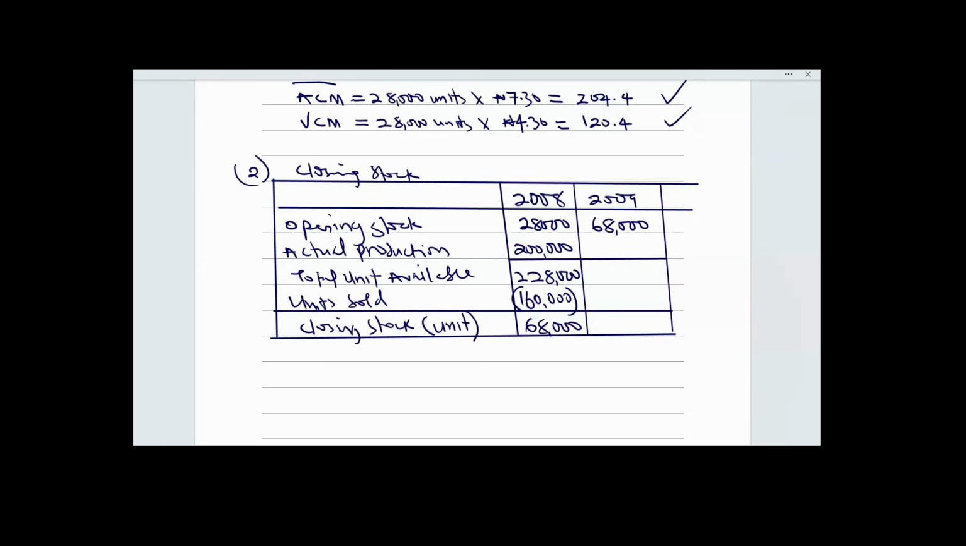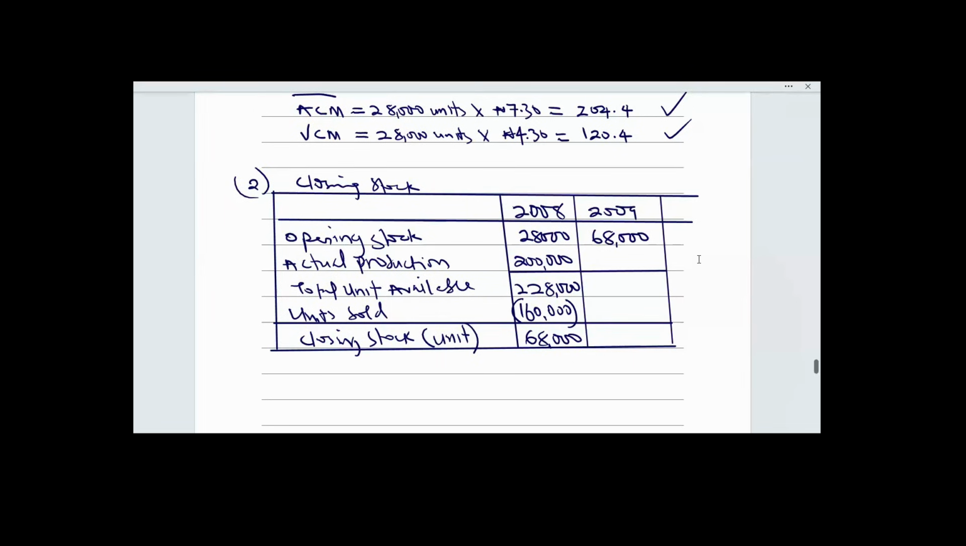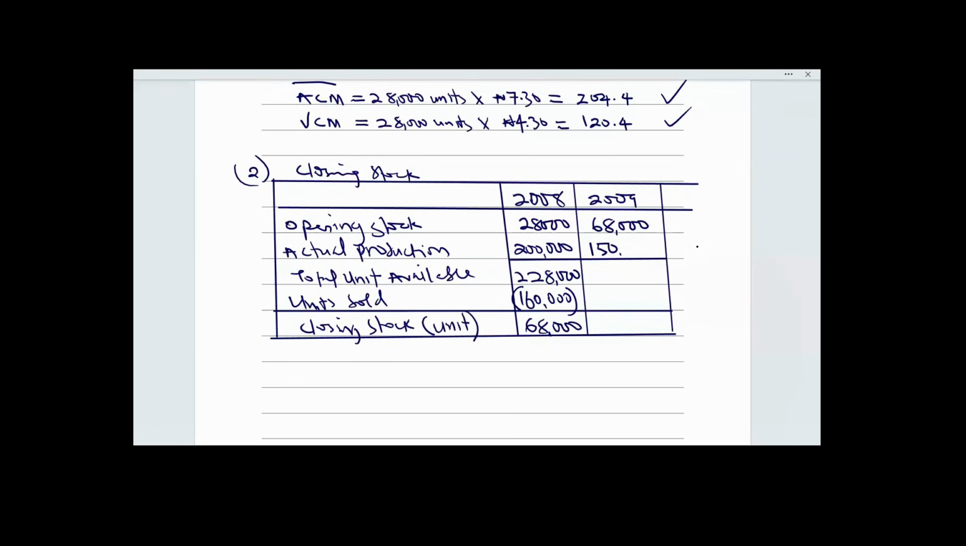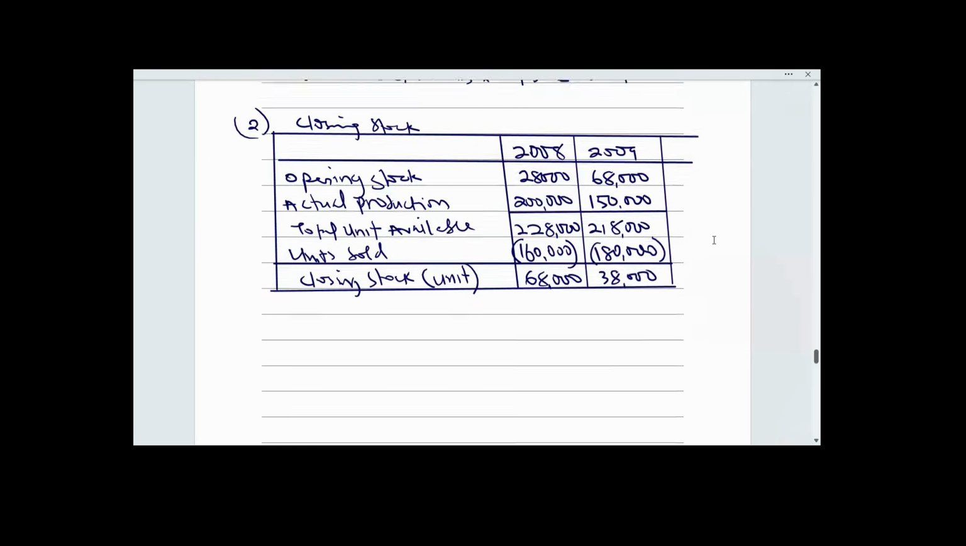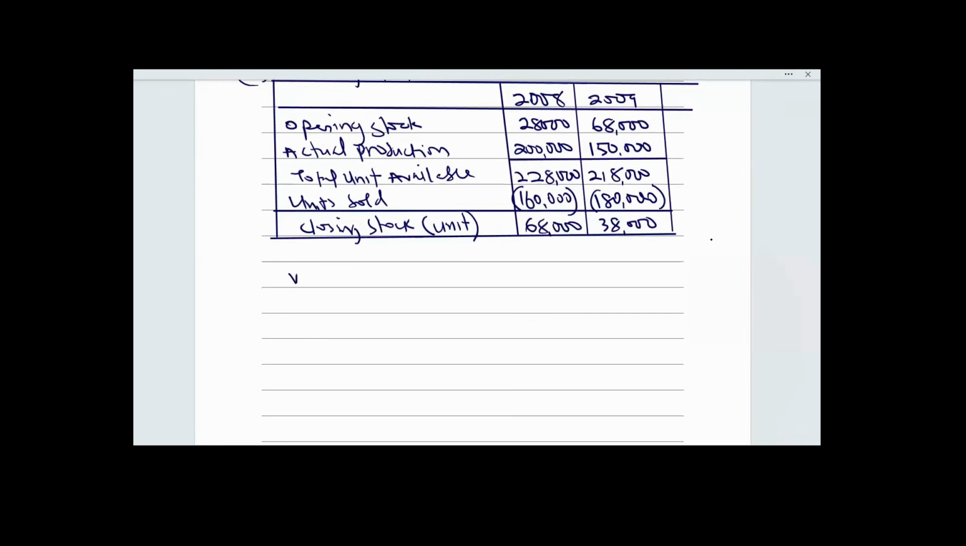How many units were produced in 2009? 150,000. 150,000 plus 68,000 is 218,000. How many units were sold in 2009? 180,000. So the difference of 38,000 is unsold stock. So we then need to value this. Valuation.